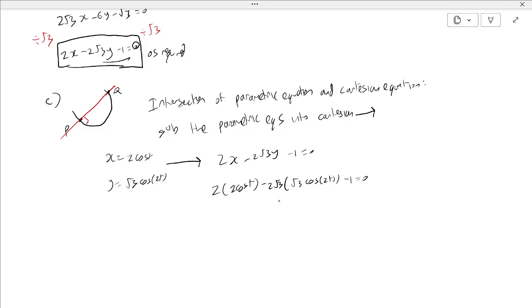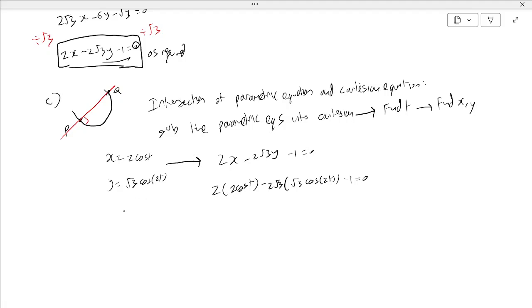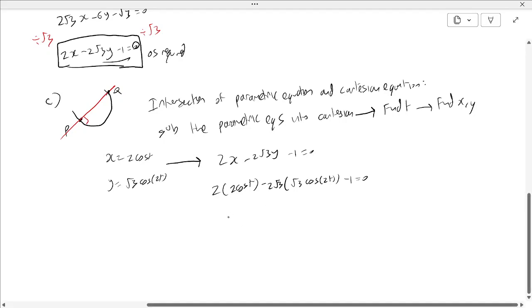Now, what this will give you is an equation for t. So you will use that to find t, and once you know t, you can then find x and y, again, based on your parametric equations. Okay, so for the intersection of parametric and Cartesian, you're going to substitute your parametric expressions into your Cartesian and just get an equation for t. It's usually the easiest way to go. So we've done that. Let's actually just solve for t now.